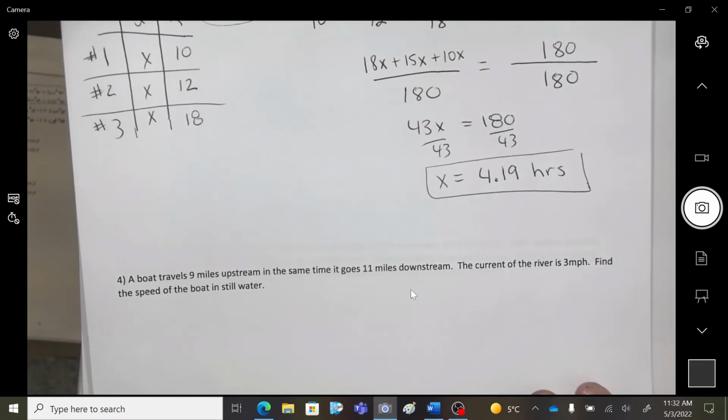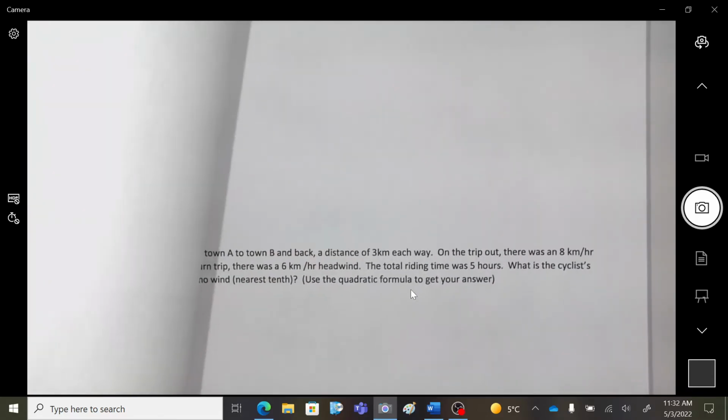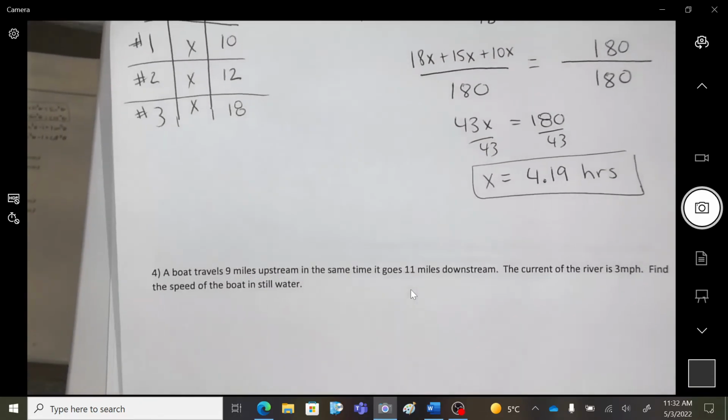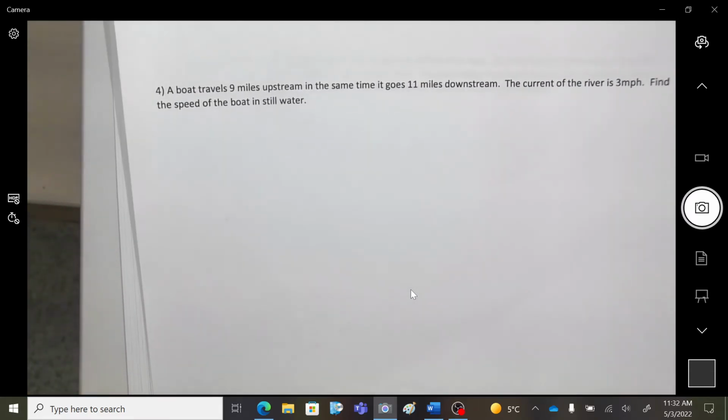Okay, last type. I think I'm going to leave the other two for today. So this will be the last one I'm going to do today. This one is having to do with velocity, distance, time.